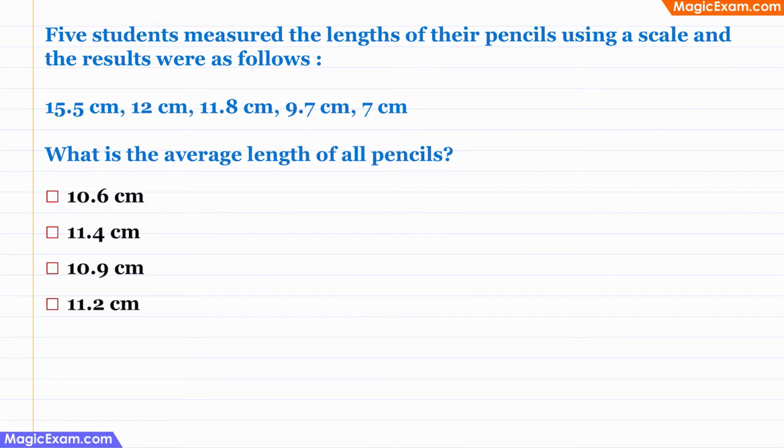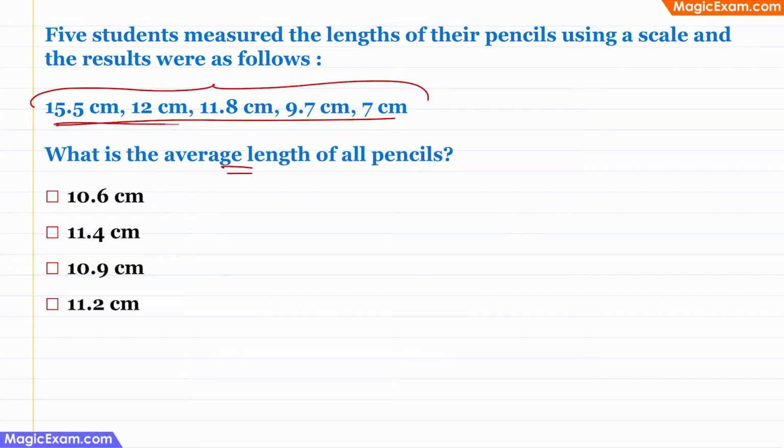5 students measured the lengths of their pencils using a scale, and the results were as follows. Right? So there is a set of 5 numbers given here. Now, what is the average length of all these pencils? So we have to add these 5 numbers and divide by 5 because there are 5 distinct pencils here, right? Then we will get the correct answer.